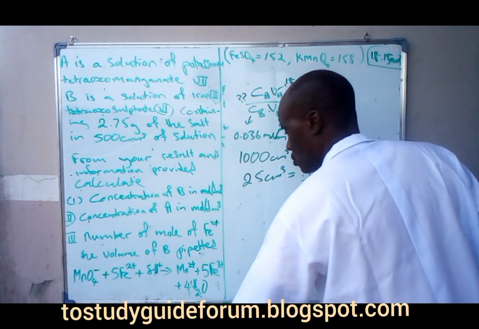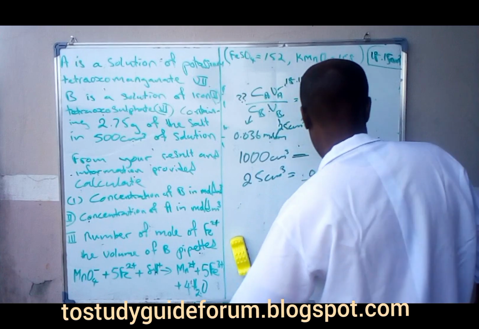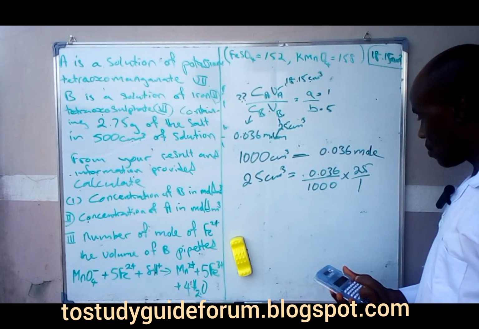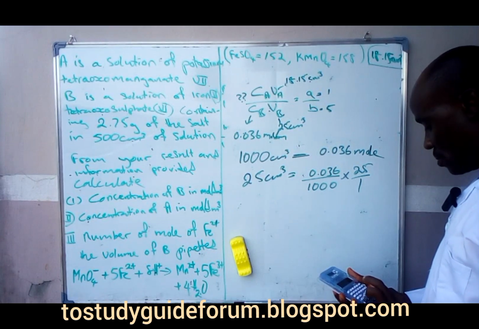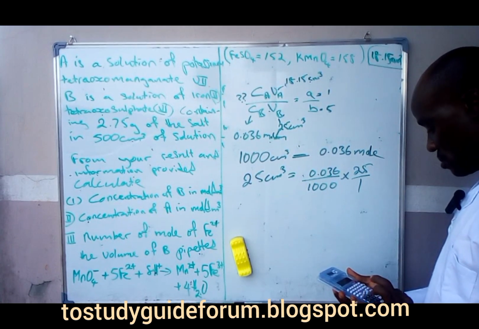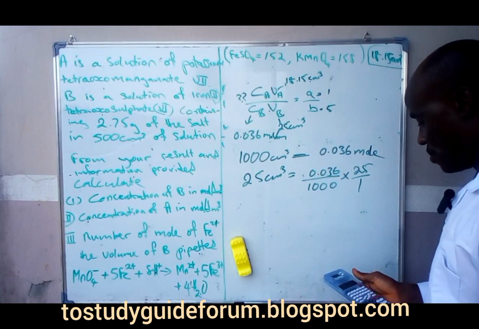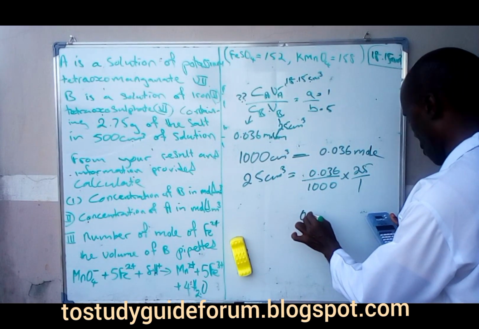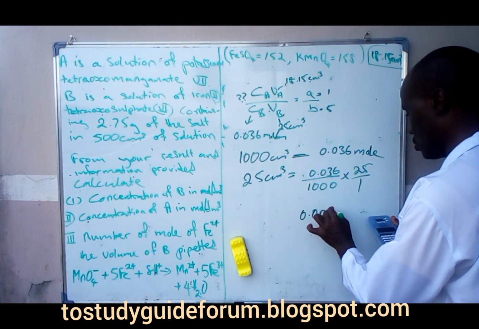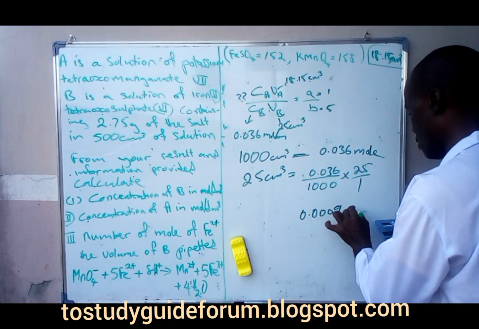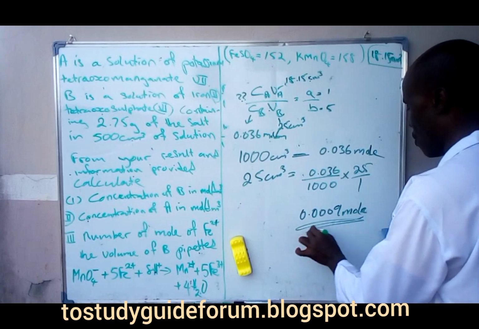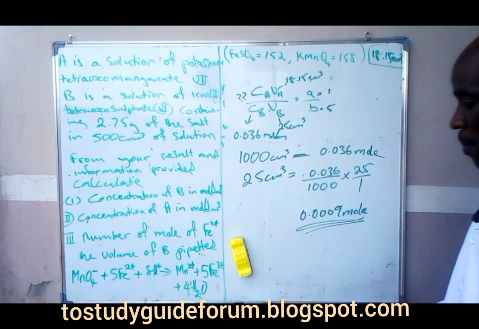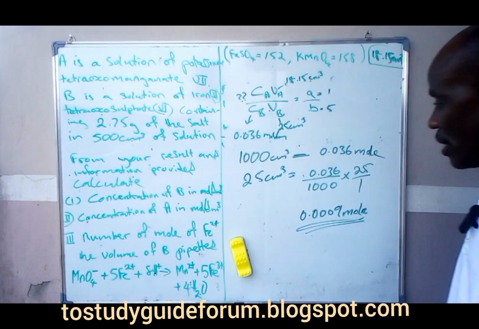So when we do that, what we have, the number of moles there, will be 0.0009 moles of iron 2 ion. Of iron 2 ion. That is what we have.